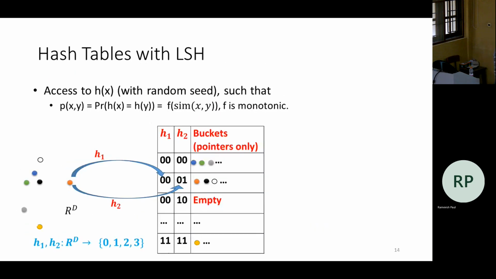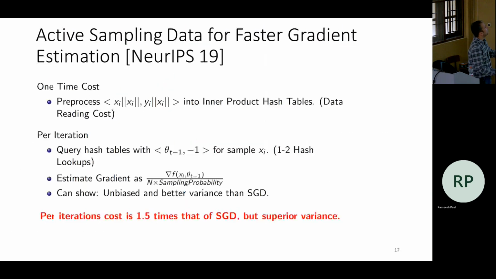So that's what we are going to do. That's primarily what the algorithm and the finding is. What you do is you pre-process it into some sort of an inner product hash table. Now, given the query, you query the hash table with this. Now you compute the gradient and you exactly know the sampling probability. So you compute the gradient and divide by the sampling probability, some sort of an importance score, and you get an unbiased estimator of a gradient.